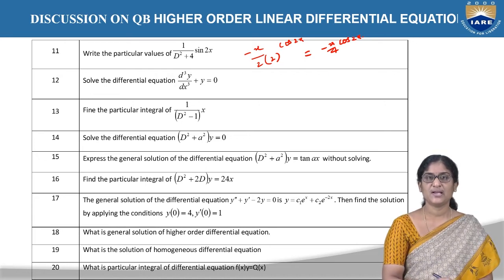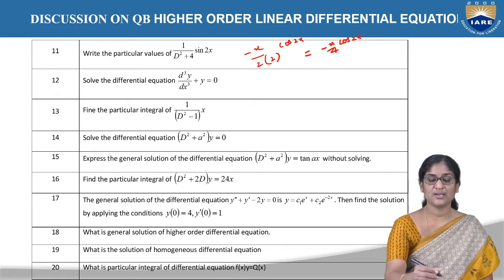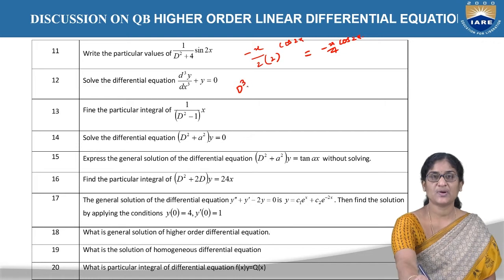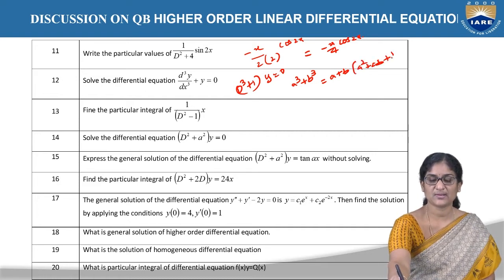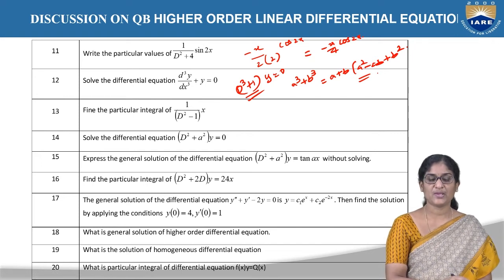Solve the differential equation d cube y by dx cube plus y is equal to 0. Here we are getting different forms of homogeneous differential equations, and here we have a third degree equation, that is in the form of (d cube plus 1) into y is equal to 0. And you all know that for a cube plus b cube, we can use the formula (a plus b) into (a square minus ab plus b square), and we can use this formula to get the factorized form of a cube plus b cube.